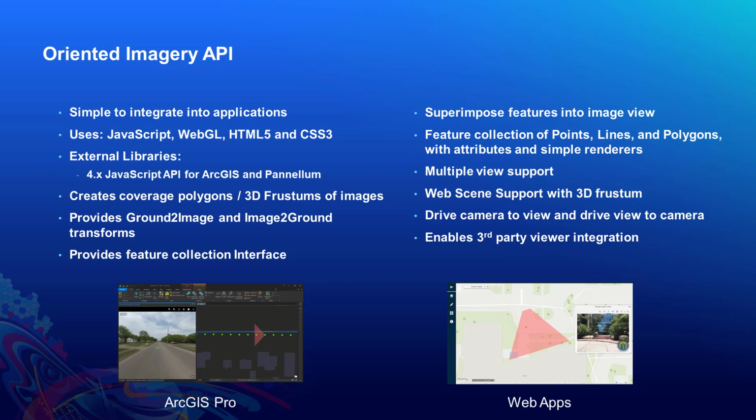The coverage polygons and frustums that you see in the demo are also created by the API. It does ground to image and image to ground transformations, and provides a feature collection interface. You can display images in a web scene using the API. It also provides multiple view support.